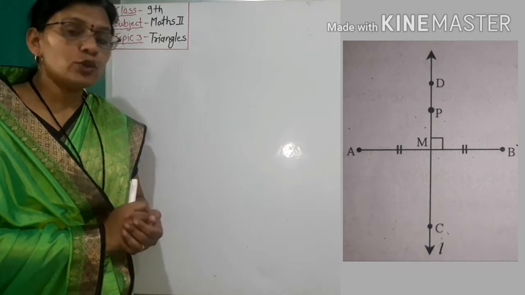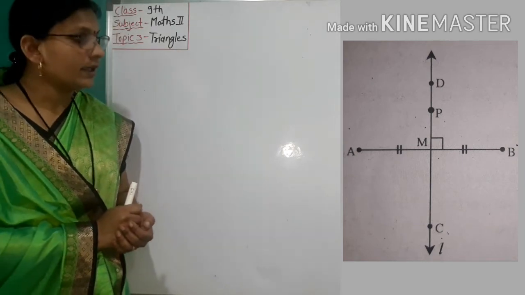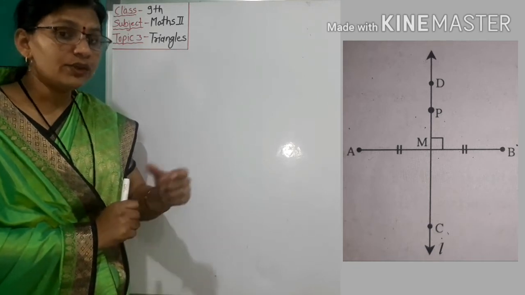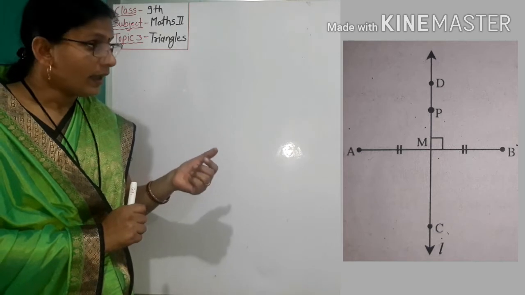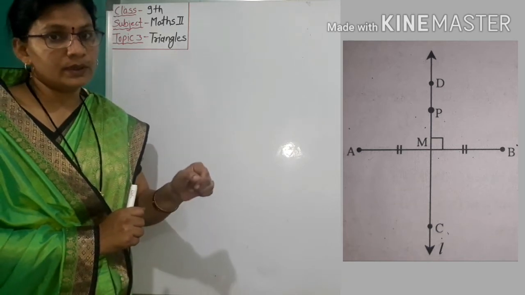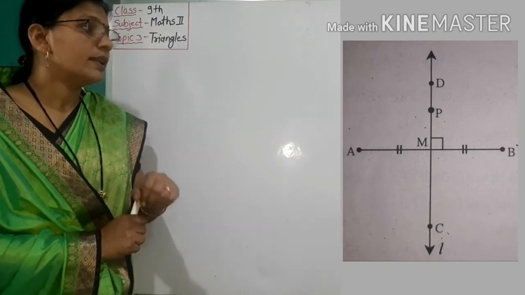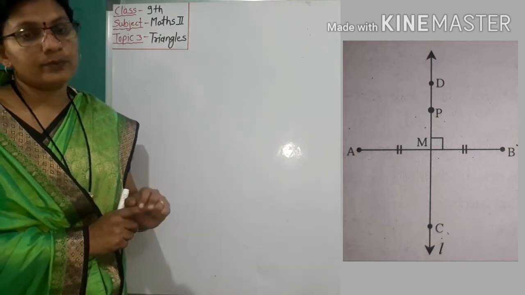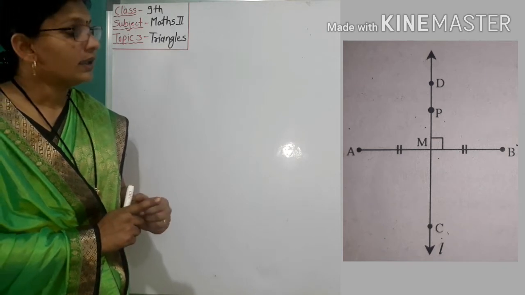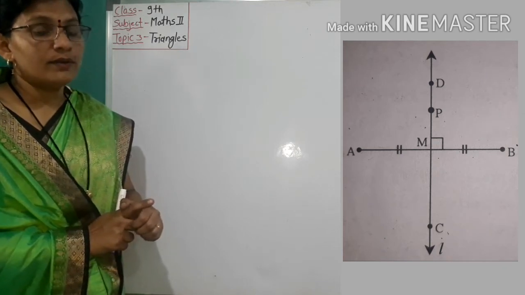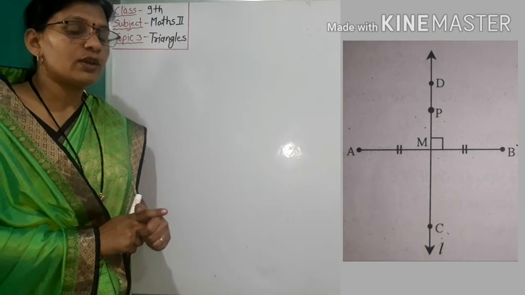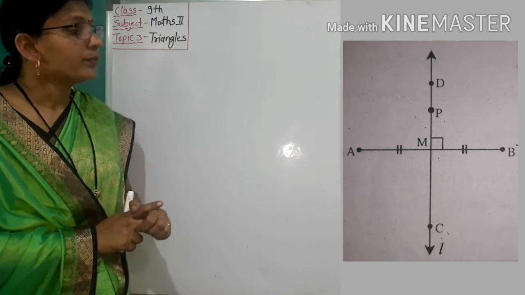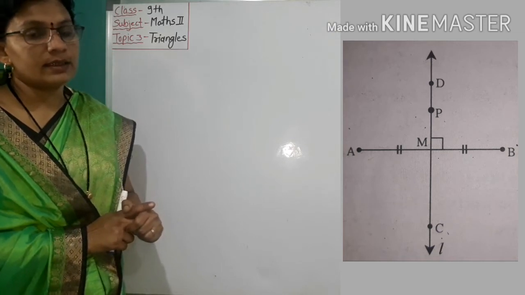Then take two other points, point C and point D, such that these two points are equidistant from A and B. Then observe that these two points lie on the line L, which means every point that is equidistant from the endpoints of a segment lies on the perpendicular bisector.